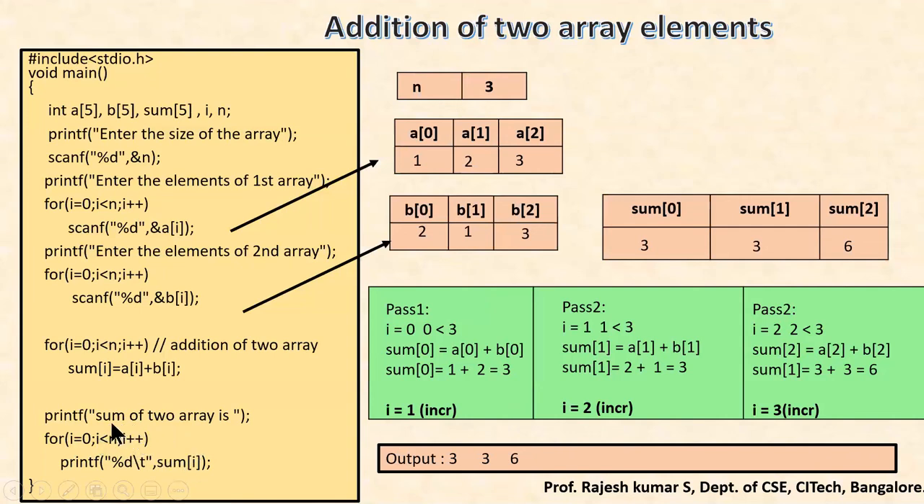i will get incremented, i will become 3. Is 3 less than 3? No, the condition is false. Then it will come out of this for loop. It will come to this particular point. That is the end of the program.